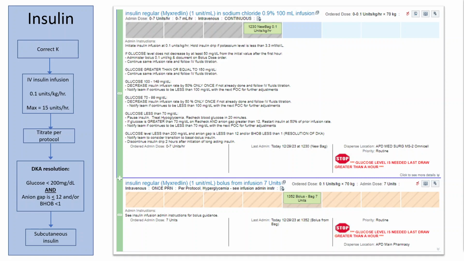However, if we see a blood sugar that is less than 70, we are going to pause the insulin, as seen here. We are going to recheck the sugar in 20 minutes, and if it is above 70 again, we can restart the insulin at 50% of our current rate. Remember, during this, we are supplementing with dextrose-containing fluid, so the sugar should come up, but also we are treating the hypoglycemia as we normally would. And that is the insulin drip.